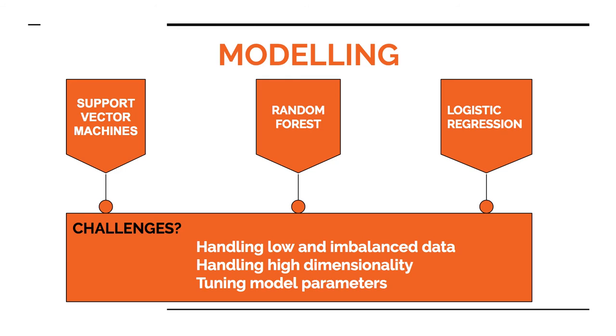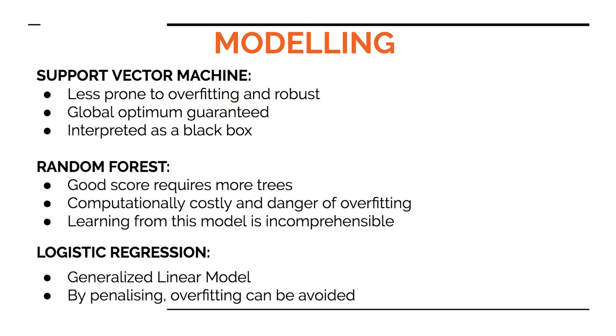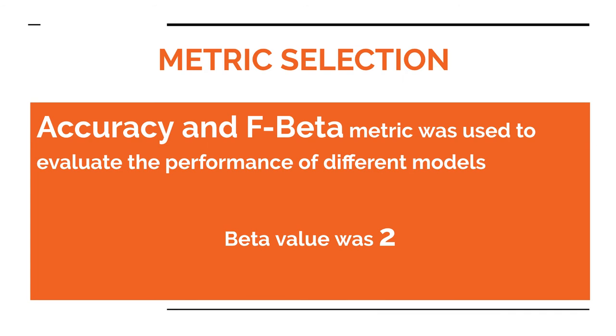The third step is model selection and evaluation. Given that our data's output is binary, we choose three types of model: support vector machines, random forest, and logistic regression. They all have their pros and cons, especially SVM. Since it's a black box in interpretation, we only use it as contrast. The metrics we used are F-beta and accuracy.